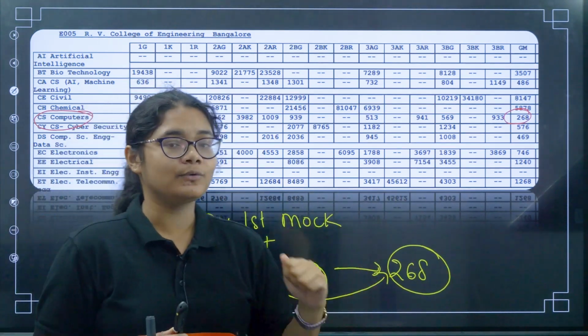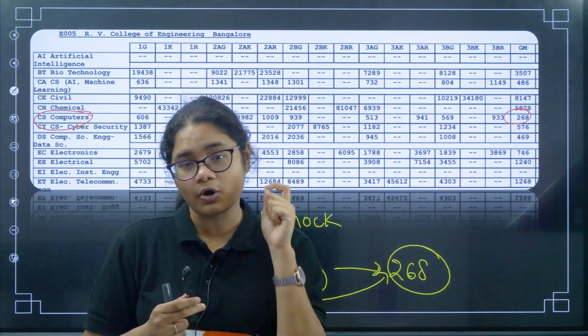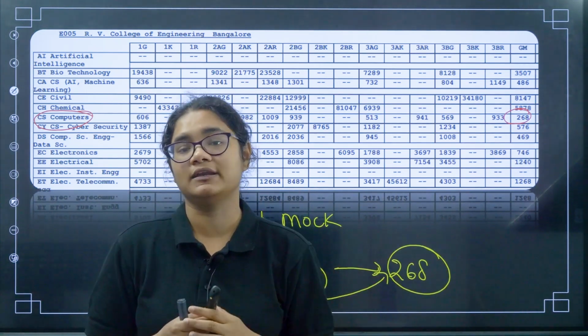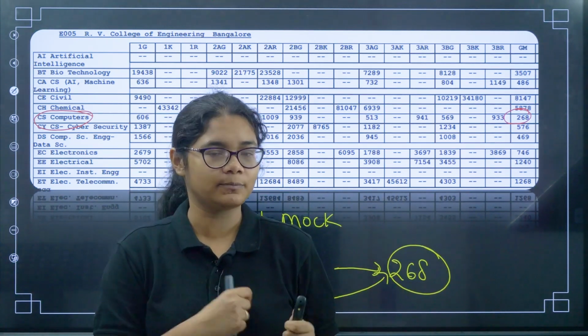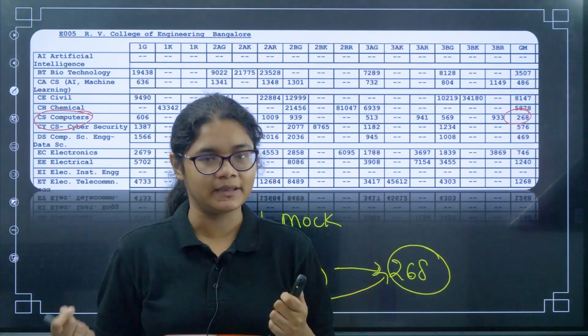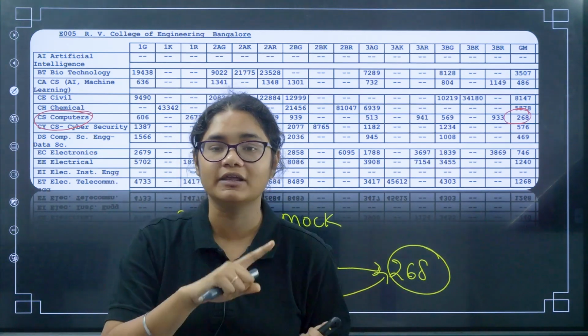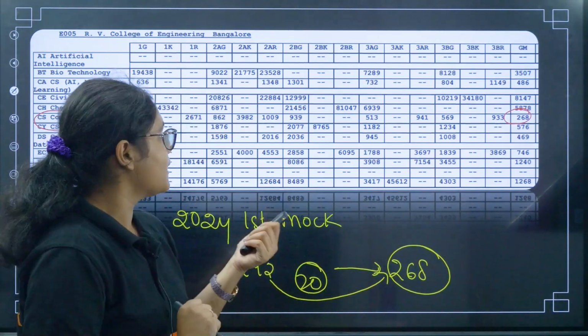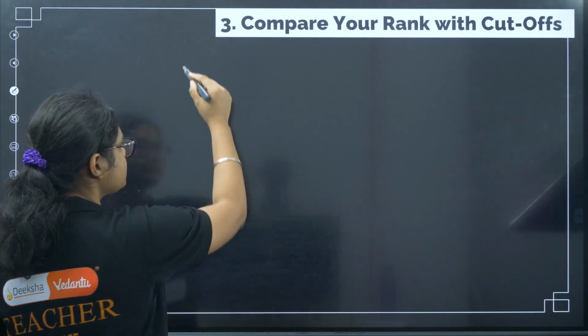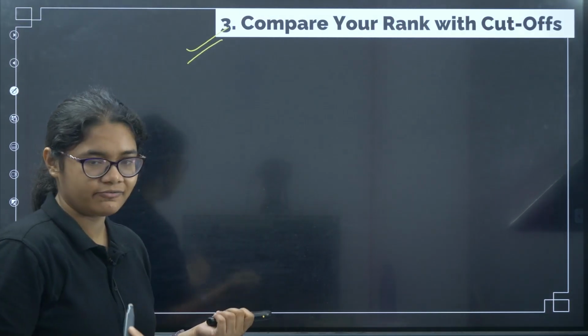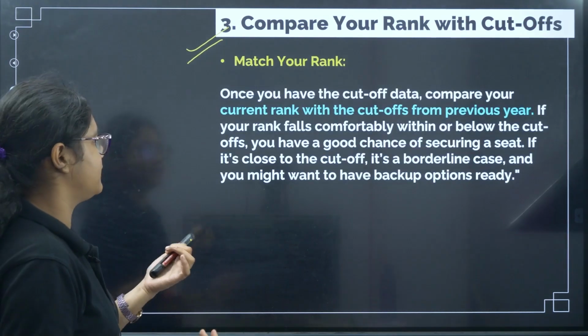So that is how you have to analyze the cutoff for all those colleges where you are interested to join. I hope these two examples will be enough to understand how to utilize the cutoff of the last year and this year. Now coming to the third one, compare your rank with cutoff. This is what I have just explained everything.